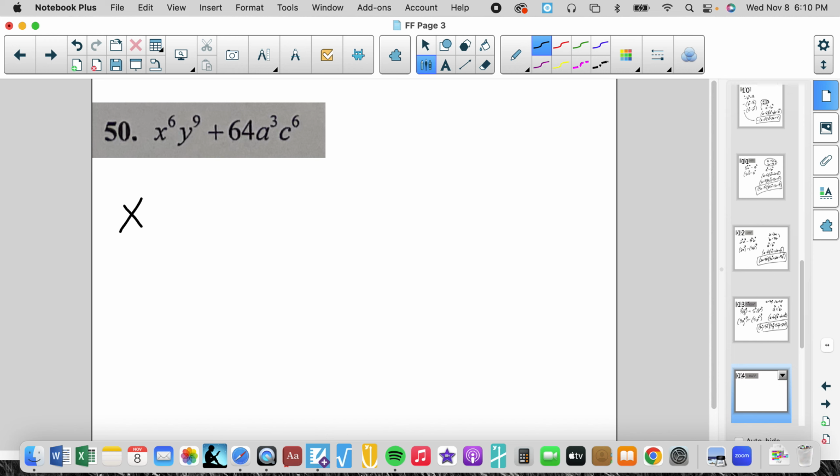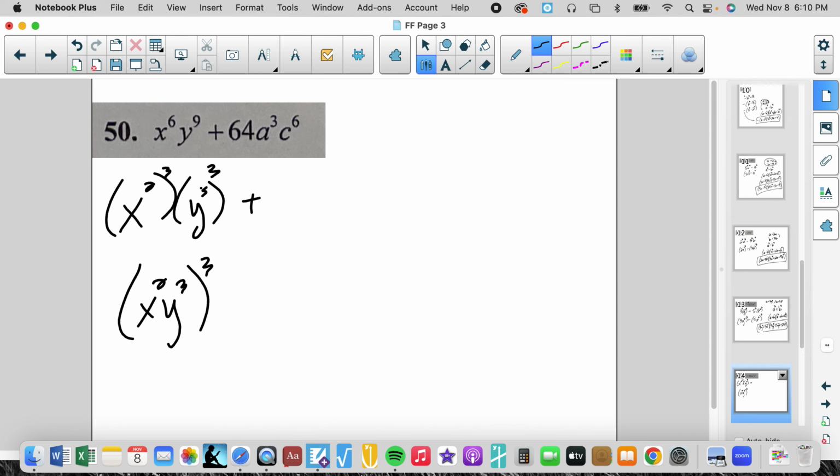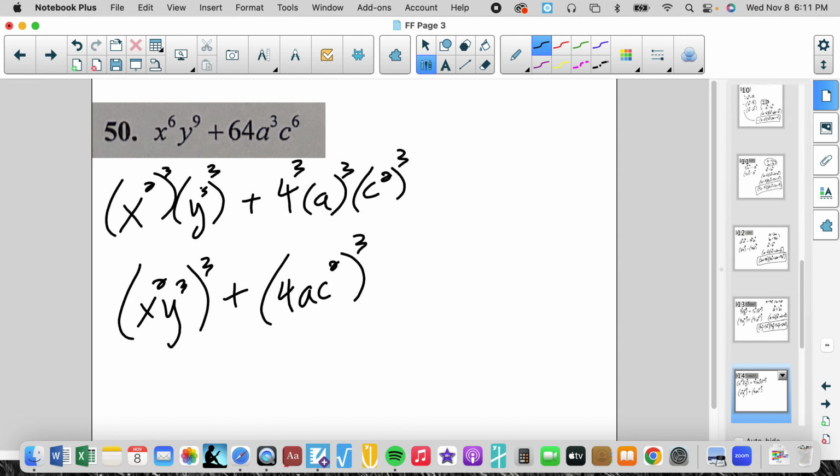Okay, this can be written as x squared cubed. This can be written as y cubed cubed. And that can be written as x squared y cubed, cubed, plus 64 is 4 cubed. A cubed is a cubed, and c to the 6th is c squared cubed. So we would write that as 4a c squared quantity cubed. Yep, those are the bases of each of those.